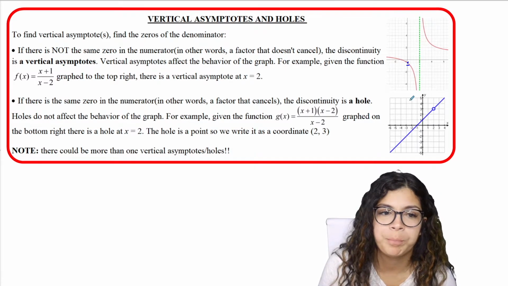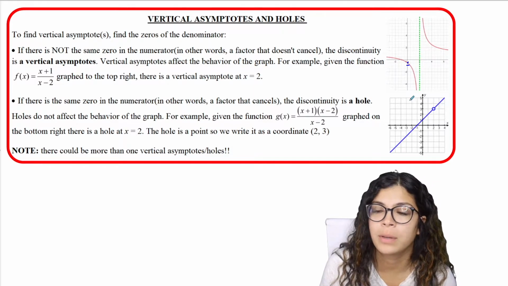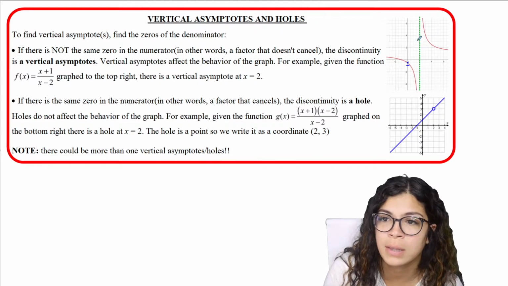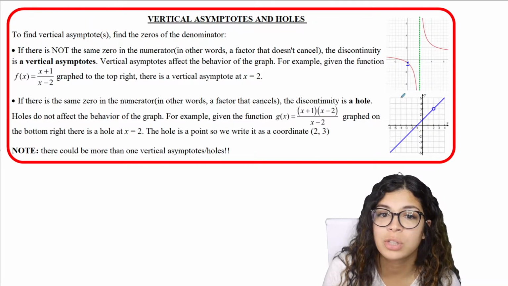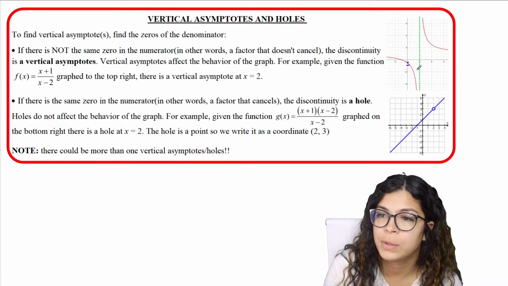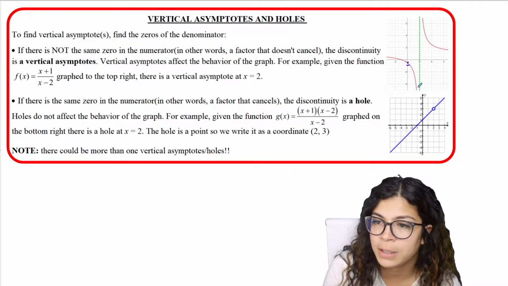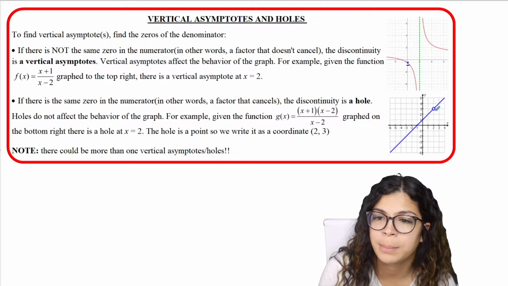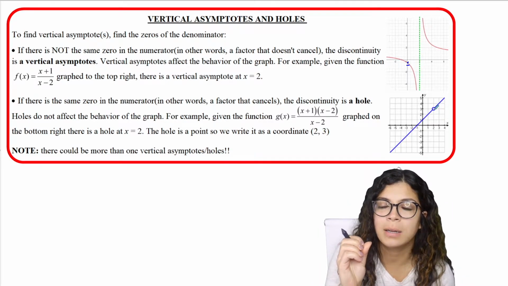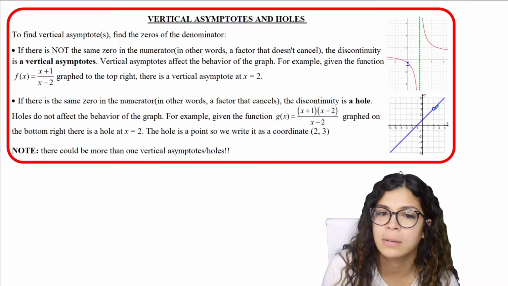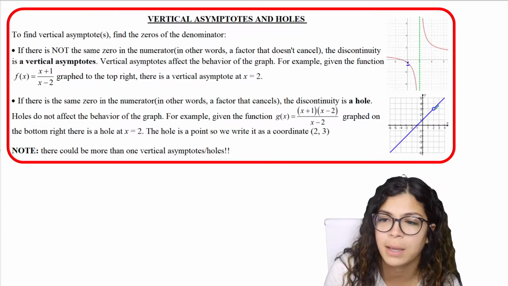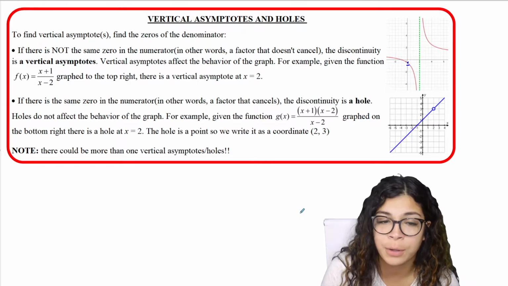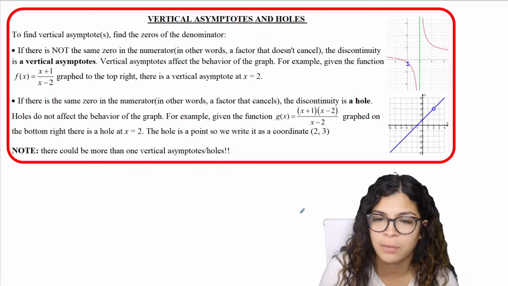So a hole is also the same thing where there is a break, but the difference between a vertical asymptote and a hole is you could see that a vertical asymptote changes the behavior of the graph. So if you notice, the graph will get infinitely close to that vertical asymptote on both sides, versus this is an example of a hole right here. It's just like a quick break and that's it. So a hole will not change the behavior of the graph. It will just be a missing point. And a vertical asymptote will be completely changing the behavior of the graph.